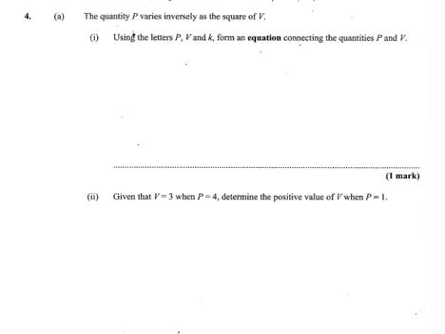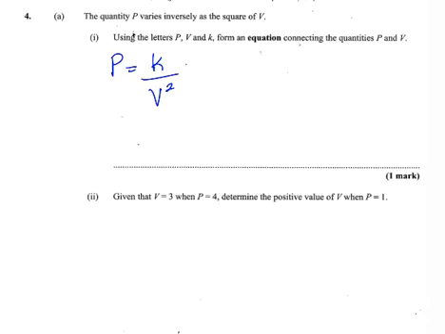Alright, so this is a question on variation, and we're told that the quantity P varies inversely as the square of V. So in other words, P is equal to K divided by V squared, where K is the constant of variation. The word used is inversely. If the word used is inversely, the variation equation is going to be P is equal to K divided by. If the word used was directly, it would have been P is equal to K multiplied by. All right, so that's the first thing.